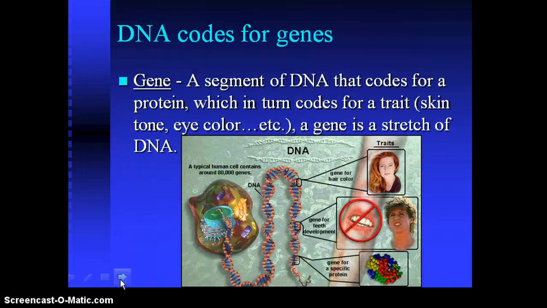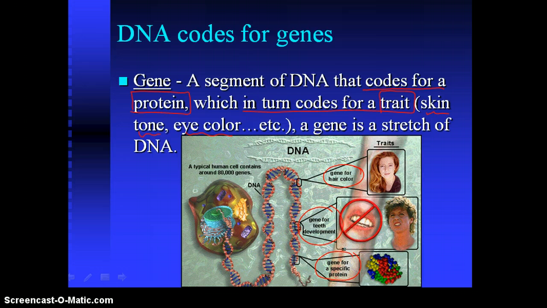So first you have a place in your notes to put in a definition for a gene. DNA codes for genes, and then genes are segments of DNA that code for a protein. So genes code for a specific protein. The protein then in turn codes for a trait. Those traits, some examples are skin tone, eye color. Here you have a gene for hair color, you have a gene for tooth development, a gene for a specific protein, maybe an enzyme.